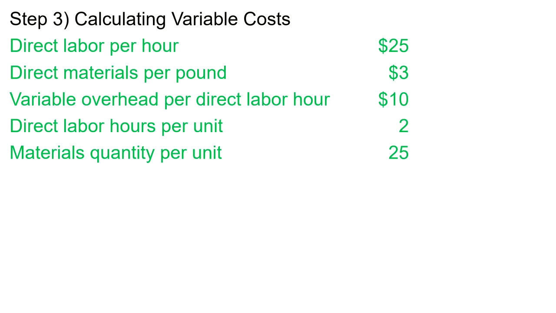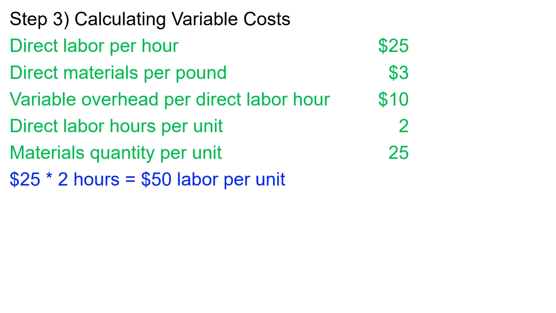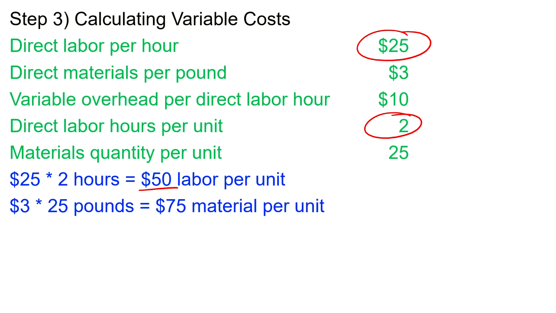Now we're given a lot of information here. Direct labor per hour, direct materials per pound, the variable overhead per direct labor hour, labor hours per unit, materials quantity per unit. We have to do some math here to come up with our costs, but we have $25 per labor hour, and they tell us there are 2 labor hours per unit. So $50 of labor per unit. It is $3 per pound of direct material, and there are 25 pounds of materials per unit, so that comes out to $75.